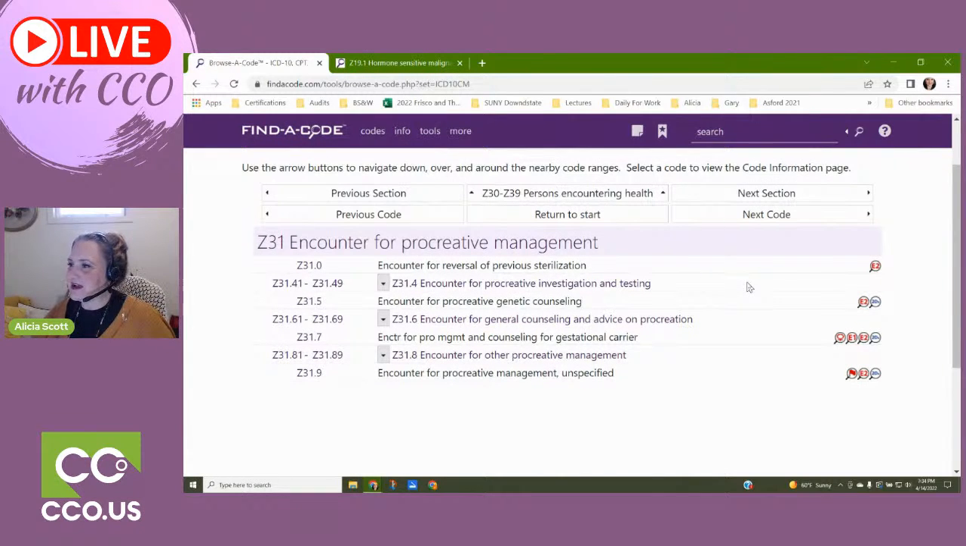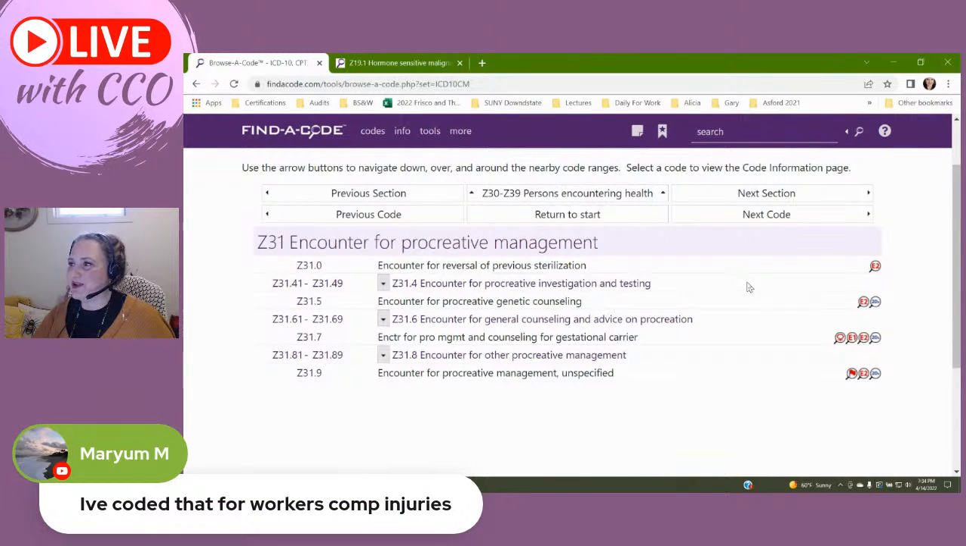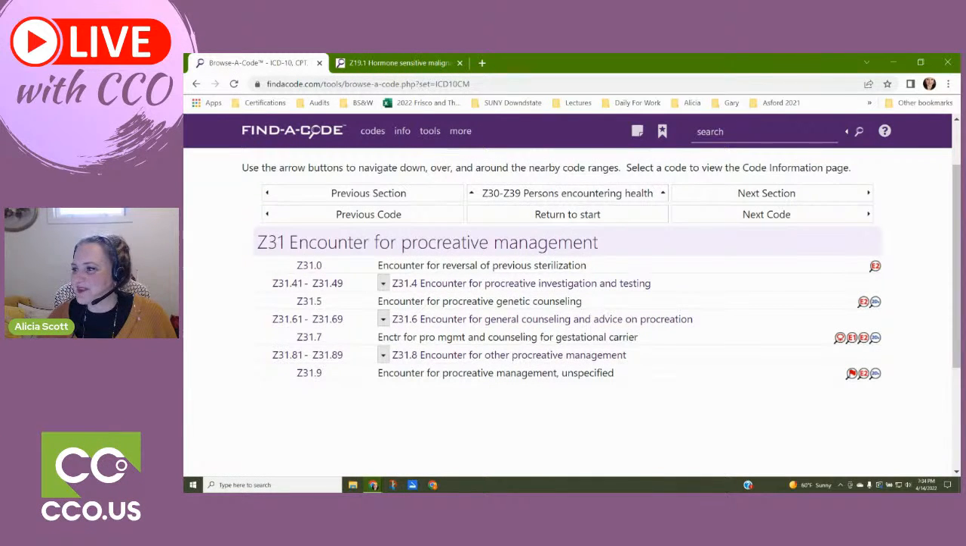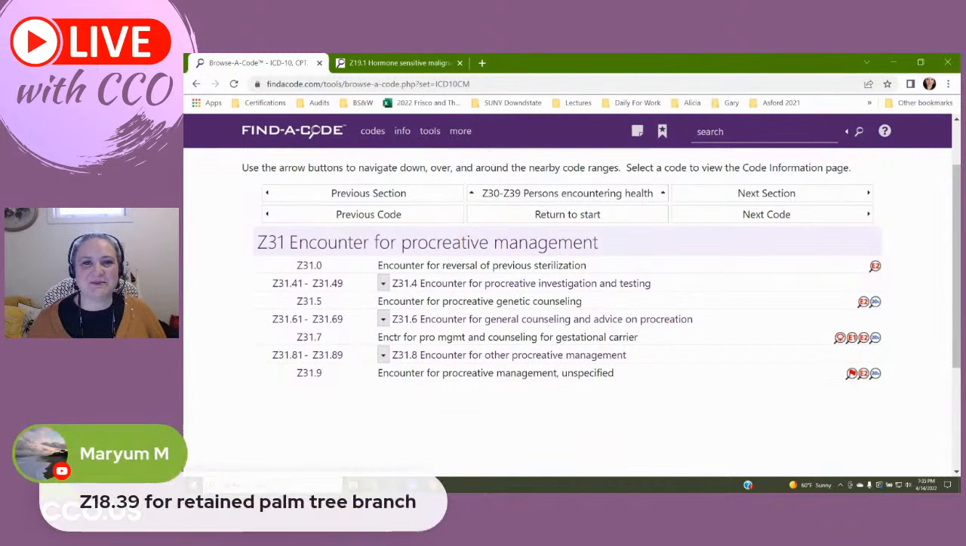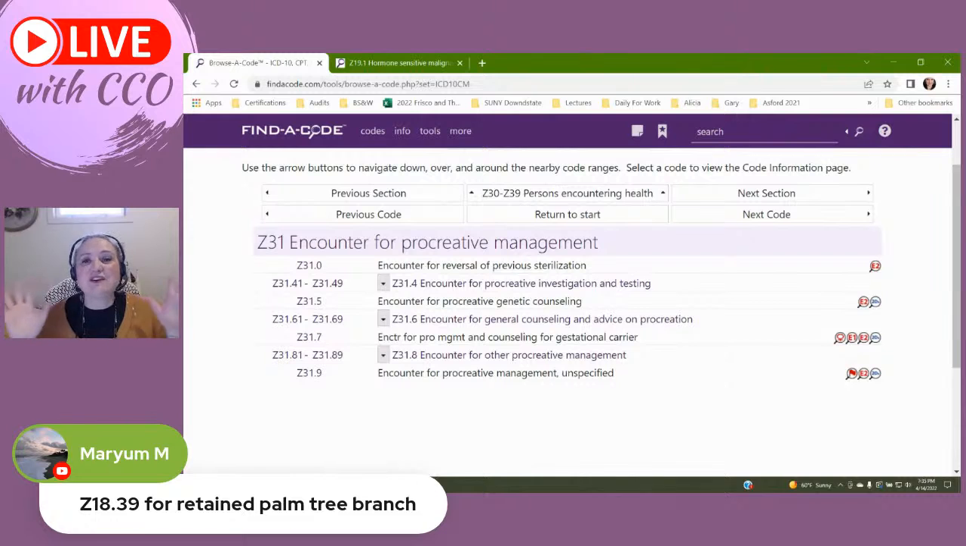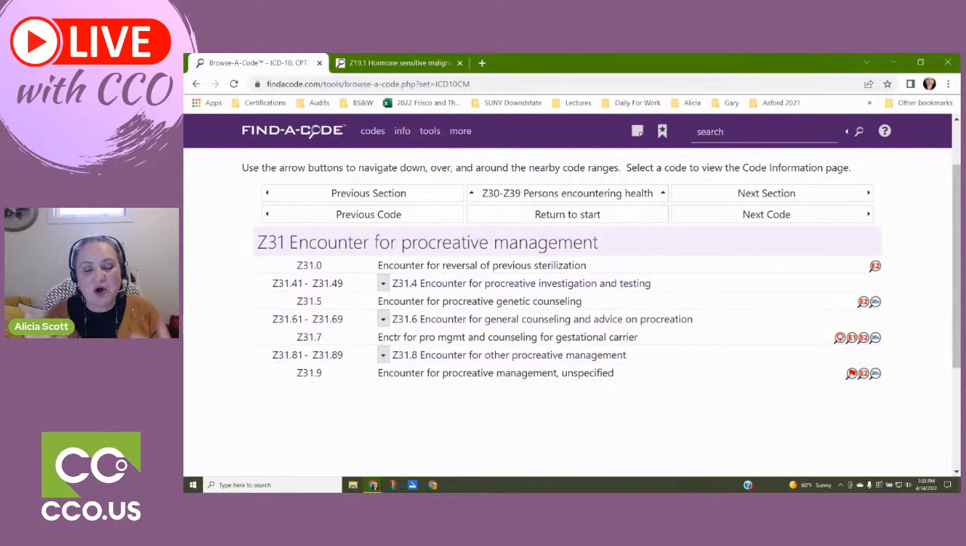Let's see. Miriam says, "Oh, I've coded that for workers' comp injuries." Yep, you were right. You were going back to some of the other examples that we gave, and Miriam said Z18.39 for retained palm tree branch. That is hilarious. Yes, I see she did it twice because she didn't get branch typed in there. That's okay. But there are amazing things. Now, I'm not going to open those up and talk about all of those, but they are some really unique ones. There's even codes for sitting on a knitting needle.